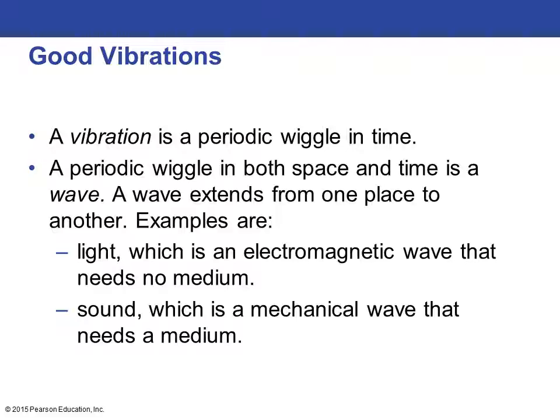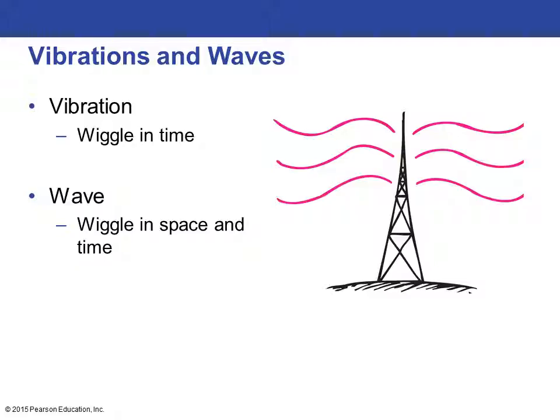Examples of waves are light and sound. Light is an electromagnetic wave that doesn't need a medium to travel through. So it could just travel through open space and you would see the light. Sound is a mechanical wave, so it's something actually moving and it needs a medium to move through in order to hear that sound. As we mentioned, a vibration is a wiggle in time and a wave is a wiggle in space and time.